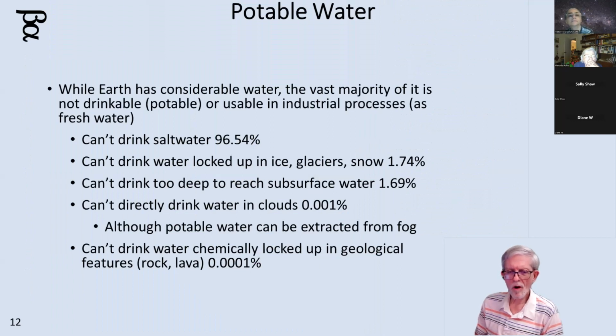So potable water, the kind we can drink, the kind that we can use in industrial processes, fresh water. 96.54% of the Earth's water is salt water, can't drink it. 1.74% of that is locked up in ice, glaciers, and snow. You can melt it and then drink it, but it's not readily accessible for drinking water supply for cities.